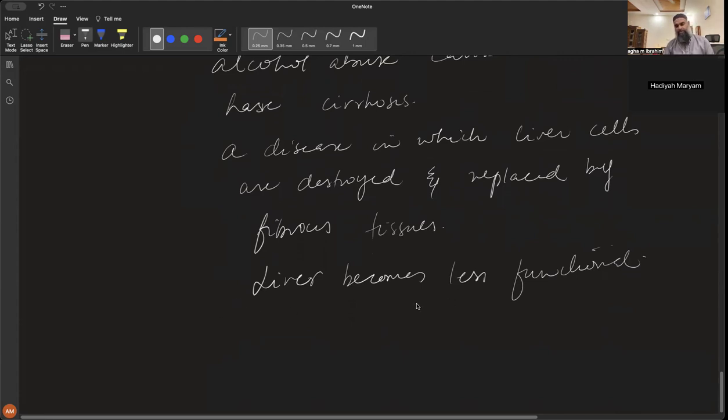Because of a lot of damage to the whole anatomy of the liver, sometimes there is a chance of internal bleeding of the liver as well. Hemorrhage, we can also observe hemorrhage of the liver. This leads to liver failure and subsequently death.